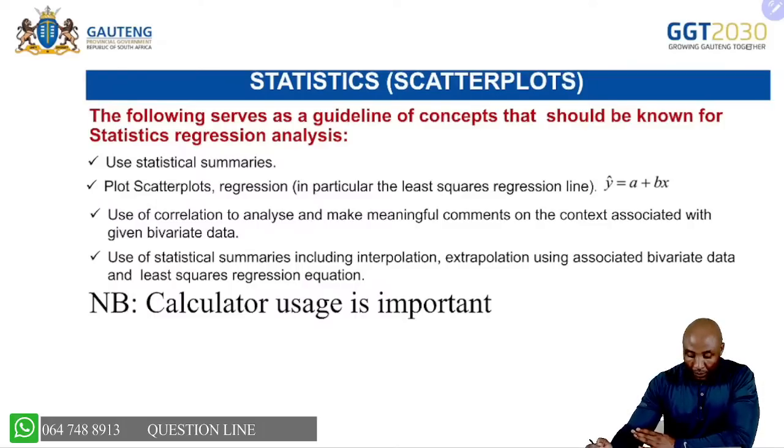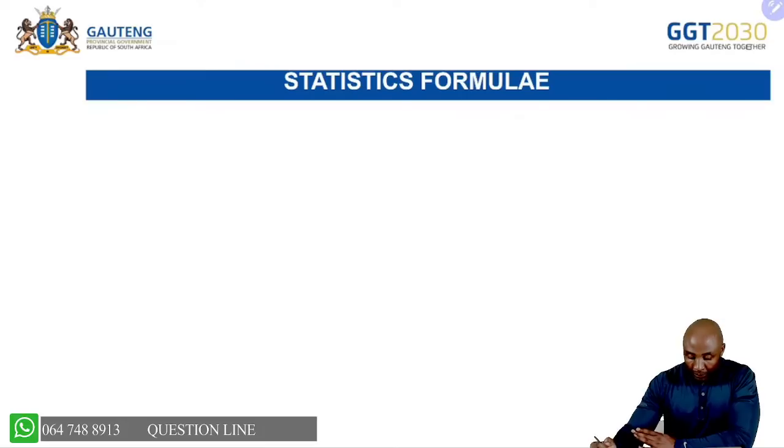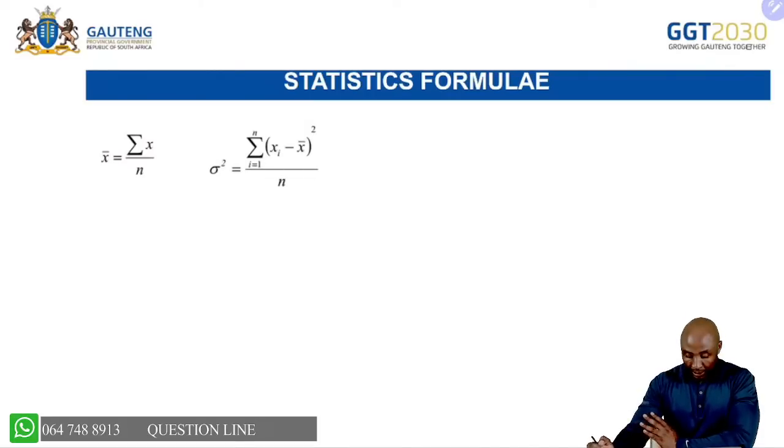Now, I will move on and look at our statistical formulae. That's how we calculate our mean. The other term for mean is average. We must know those terms. That's how we calculate our variance. And we said the square root of the variance gives us the standard deviation.